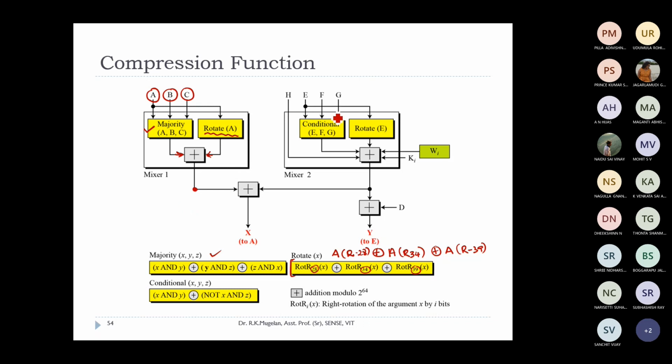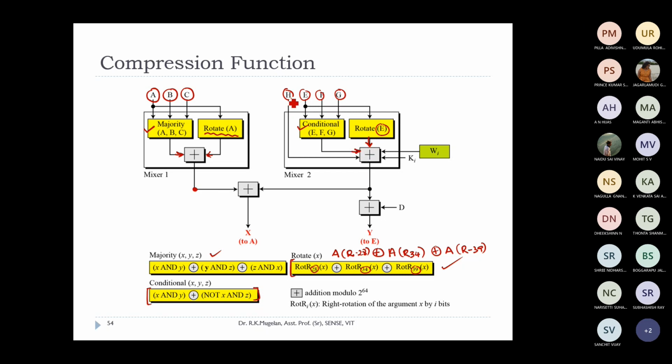Now we move on to mixer 2. In this one, we have 4 inputs: H, E, F, and G. Here I am taking E, F, G for the Boolean operation, which in this case is called the conditional operation. The conditional operation is: X and Y, XOR with not X and Z. And rotate E. I hope everyone remembers the rotation now. The output of this one is taken.